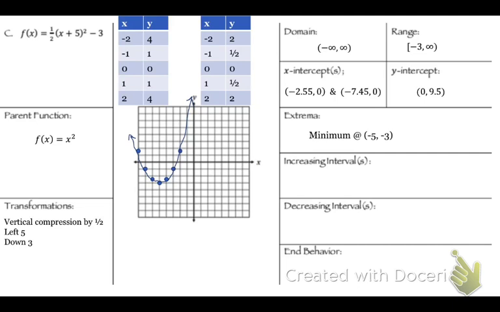Extrema, we have a minimum at (-5, -3). This is increasing from negative 5 to infinity and decreasing from negative infinity to negative 5. And end behavior: as x goes to negative infinity, f of x goes to infinity. And as x goes to infinity, f of x also goes to infinity.